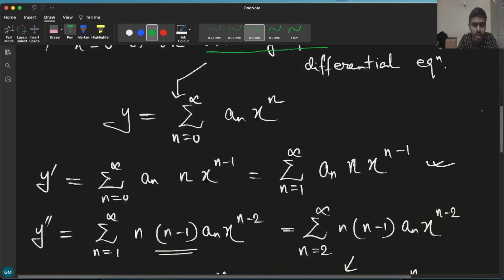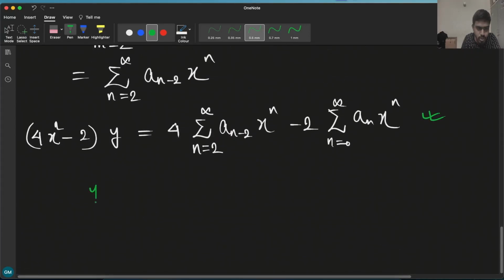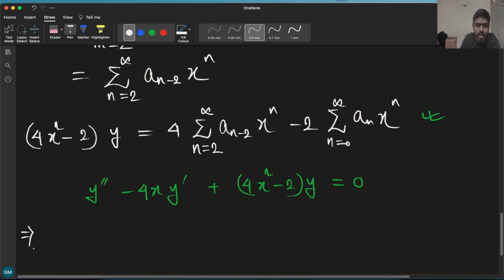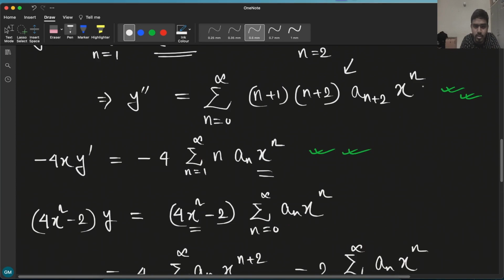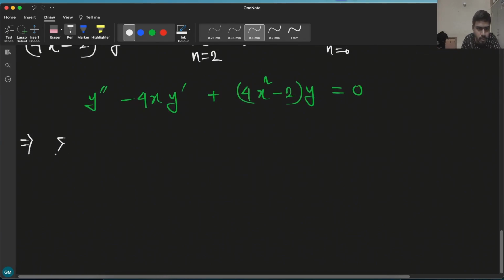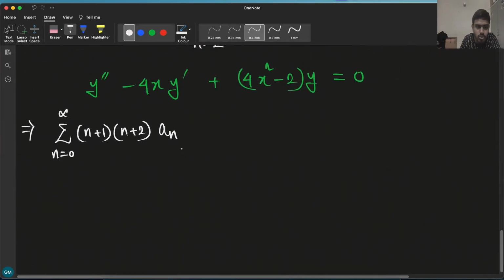So the equation is y double prime minus 4xy prime plus 4x square minus 2y equals 0. This was our differential equation. So let's put the values we calculated. So y double prime is this term, sum over n equals 0 to infinity (n plus 1)(n plus 2) a_{n plus 2} x to the power n.